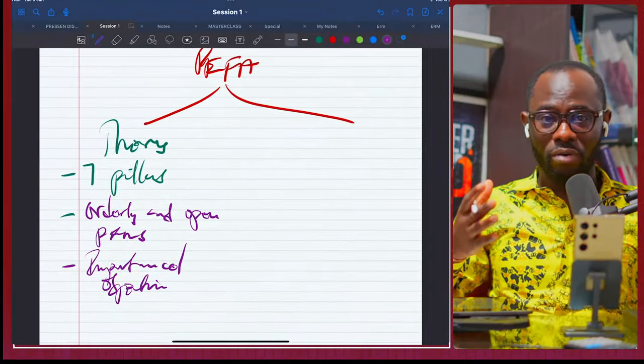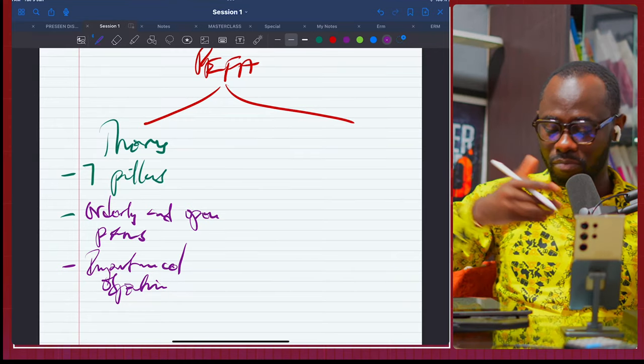So on the theory part: the 7 pillars, the critical performance dimensions of an open and orderly public financial management system, and the important objectives of the PEFA framework.